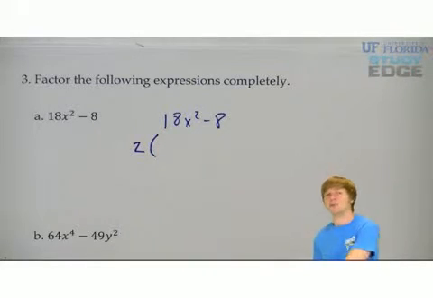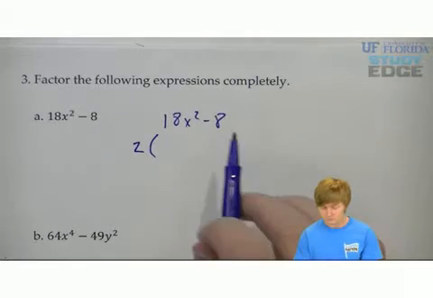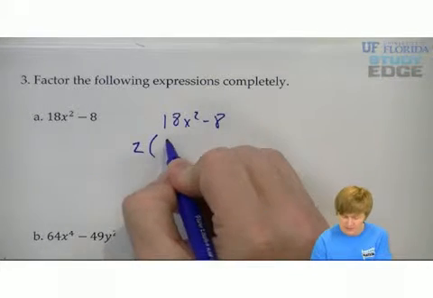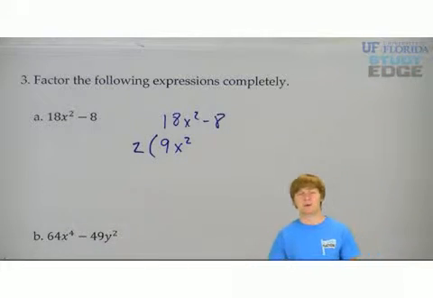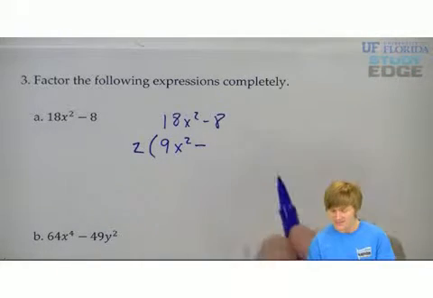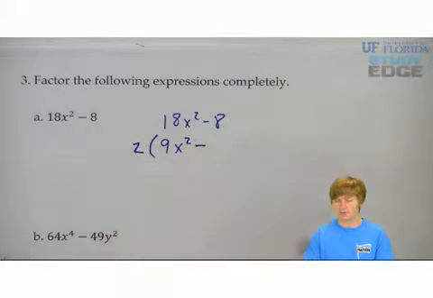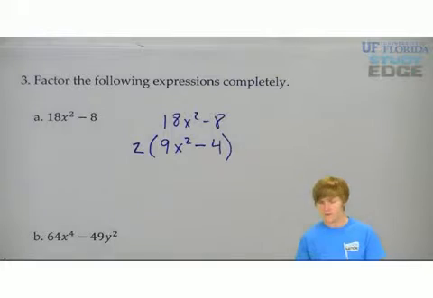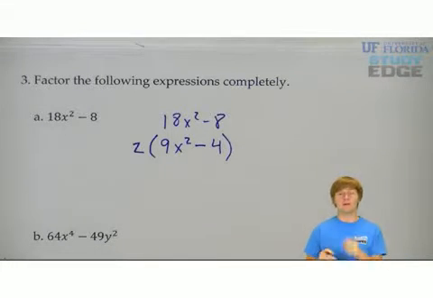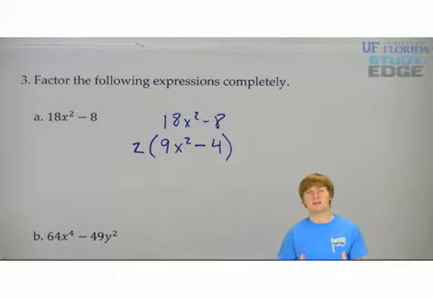If I factor out a 2, what I'm really doing is dividing 18 by 2. It's almost like I'm doing the opposite of distributing. So 18 divided by 2 is 9. And I can't forget about my x squared, so I still have 9x squared. And instead of minus 8, what's 8 divided by 2? Well, that's 4. So now I've done the very first step of factoring this expression.